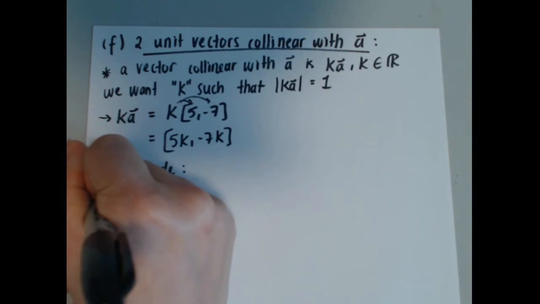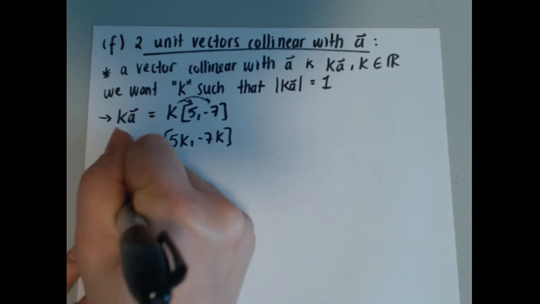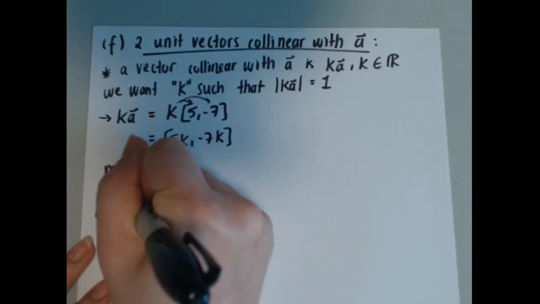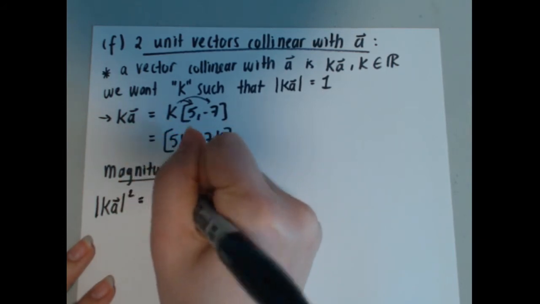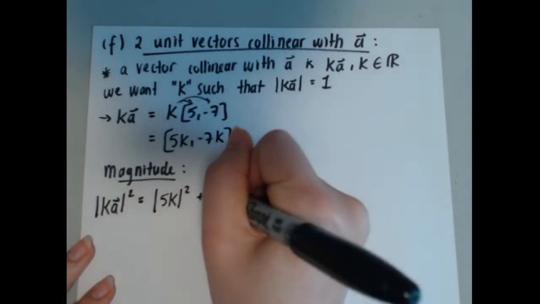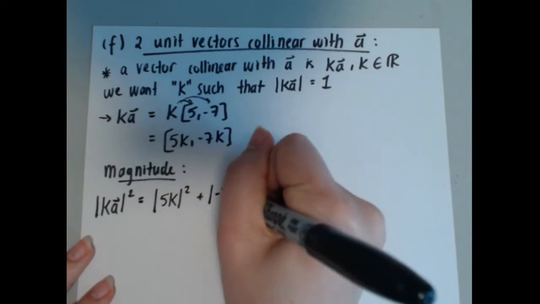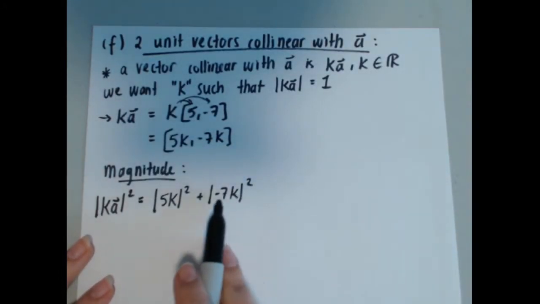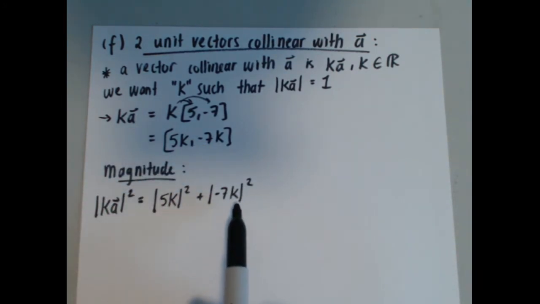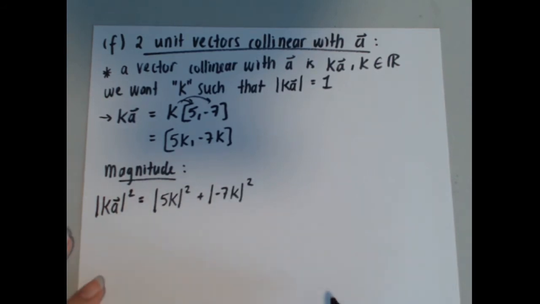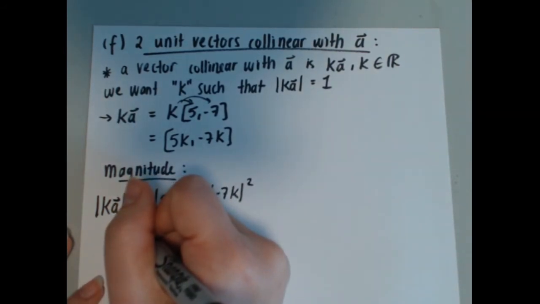So the hypotenuse squared, so ka squared, is going to be equal to the magnitude of the x piece squared, which is 5k, plus the magnitude of the y piece squared, -7k. The reason why we do absolute value, the magnitude, is so that the minus signs don't mess you up. But in reality, if you square it, it's going to become positive. So, all right. So what do we get?